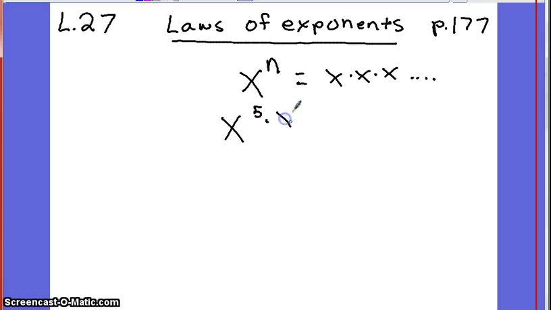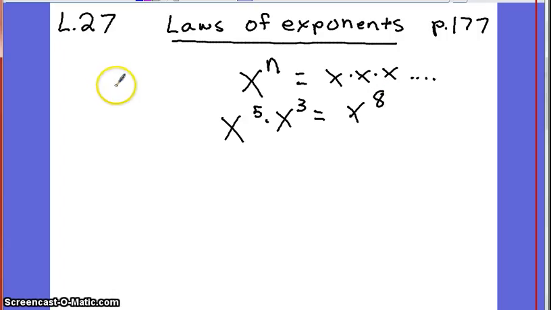X to the fifth times x to the third power equals x to the second? No, x to the 7th? There's 5 x's here. There's 3 x's here. 5 plus 3 is 8. Oh, I thought you subtract. That was a failure. We're multiplying. Since we're multiplying, we're actually going to add them because there's 5 x's and 3 x's, and 5 plus 3 is 8. So when we multiply them, we add our exponents because all that's telling us is our total amount of x's is 8.